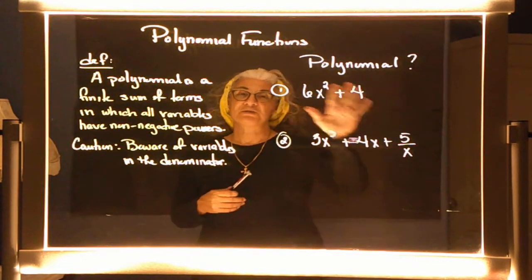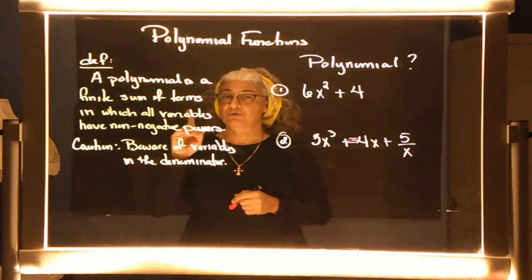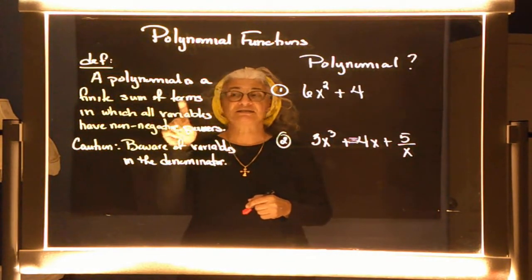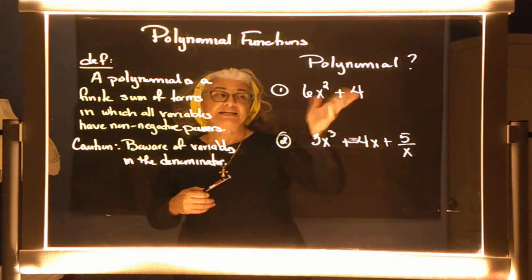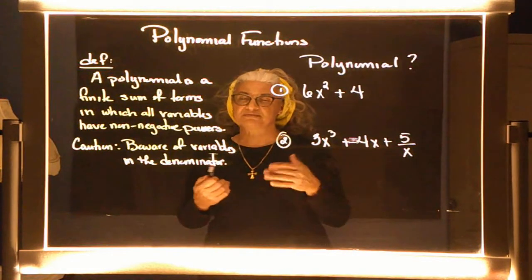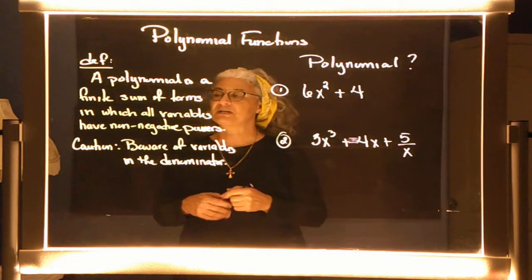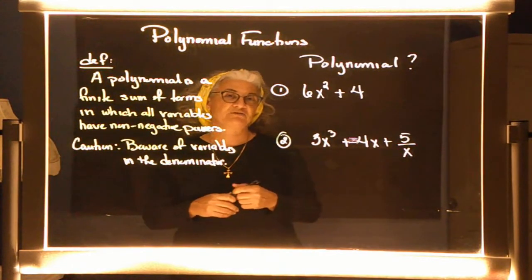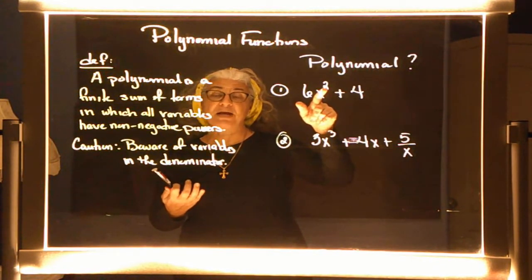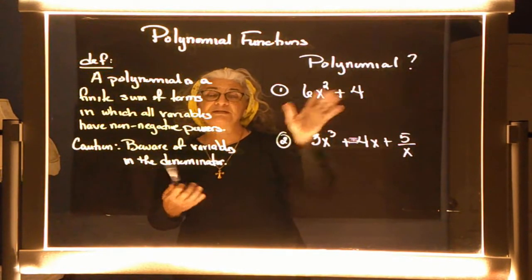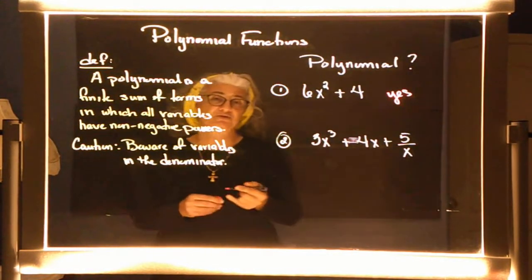So, over here, there's two problems, and they're asking me if these are polynomials. According to the definition, it's a finite sum of terms. So, finite, there's only how many terms here? Yeah, 2, and I'll get to the definition of terms in a little bit, but yeah, 2 terms, in which all variables have non-negative powers. So I see a variable, and it has a non-negative power, doesn't it? So would this be considered a polynomial? Yeah, number 1 is definitely a yes, it would be considered a polynomial.